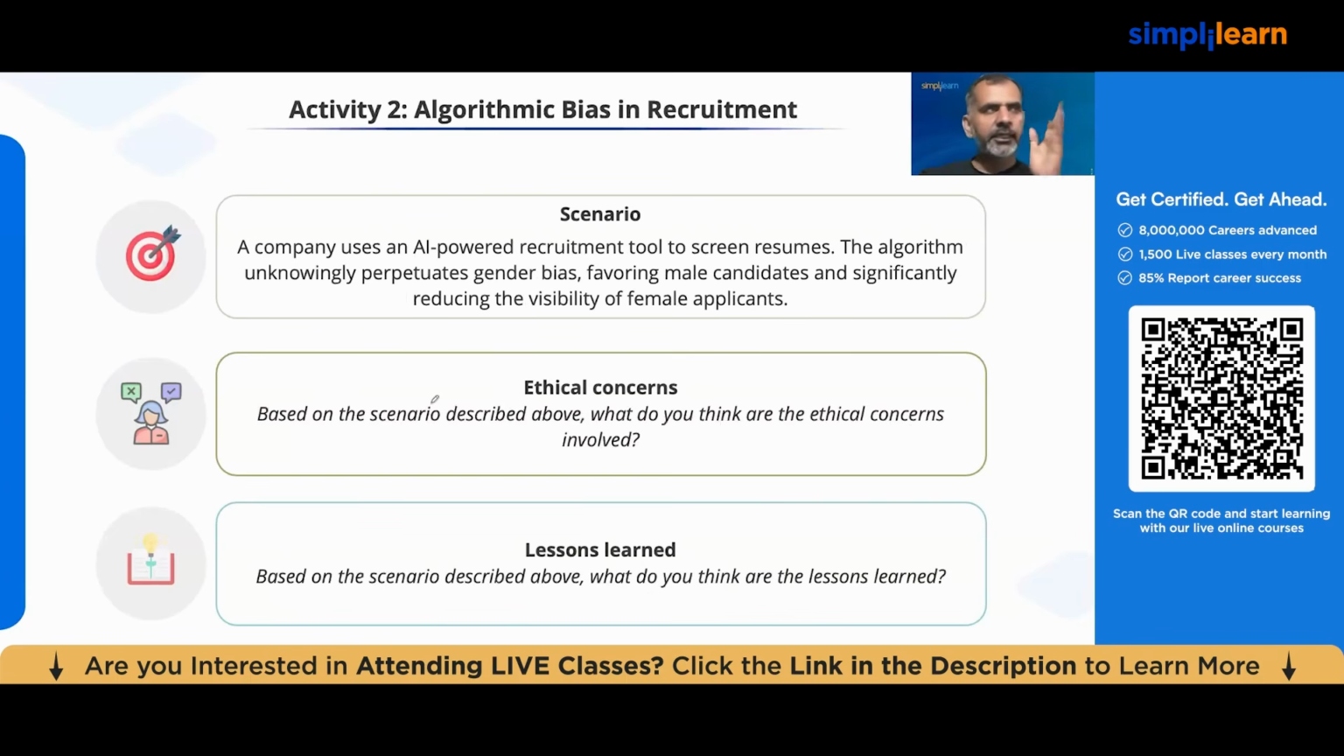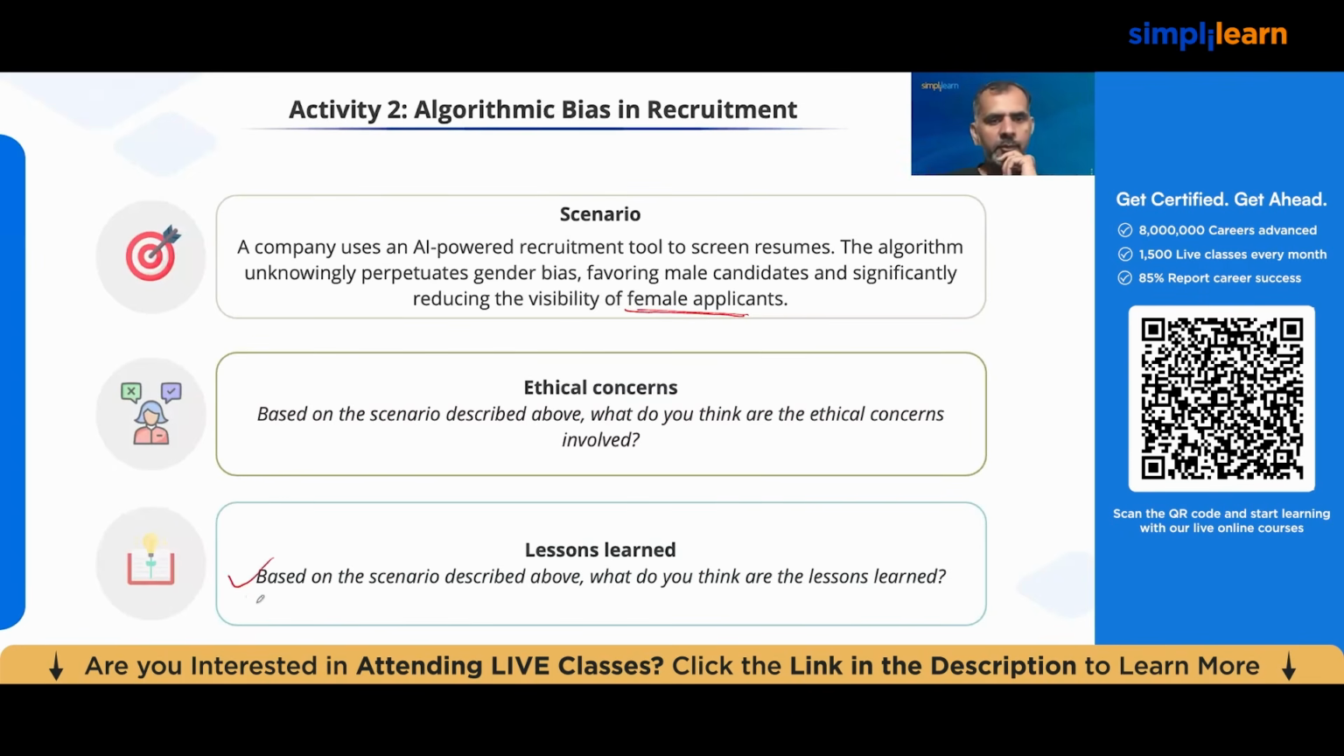Let us talk about a second scenario. There is a second activity which is given to us. Let's suppose a company uses an AI-powered recruitment tool to screen resumes. I think this is the same which I've discussed. The algorithm unknowingly perpetuates gender bias, favoring male candidates and significantly reducing the visibility of female applicants. What are the ethical concerns over here, guys? Fairness is one. Fairness, or you can say bias and discrimination. Lack of transparency will also be here. Data use, you know.